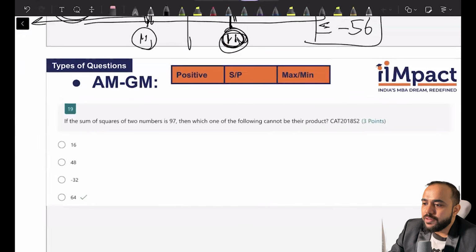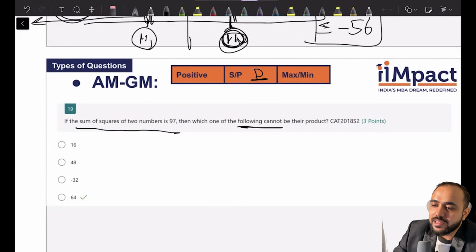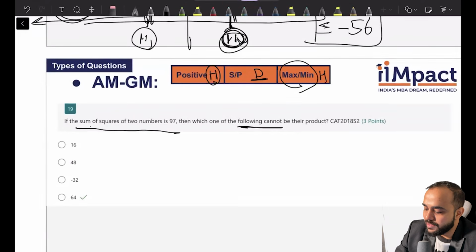All right. If the sum of squares of two numbers is 97, all right, sum product already given to me. This is direct. Then which of the following cannot be their product? So it's a very half-hearted attempt at hiding the max-min, right? Which of the following cannot be the product? But because they have given this to me as constant, I'm already thinking of AM-GM. So this was hidden. Positive was also sort of hidden within squares.